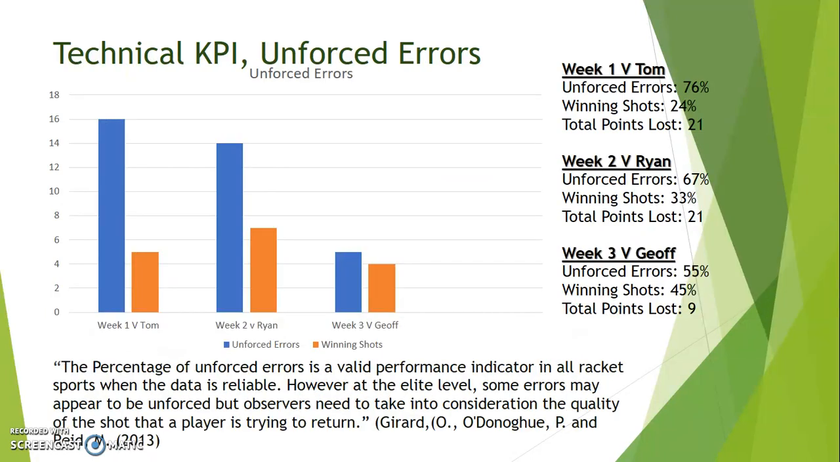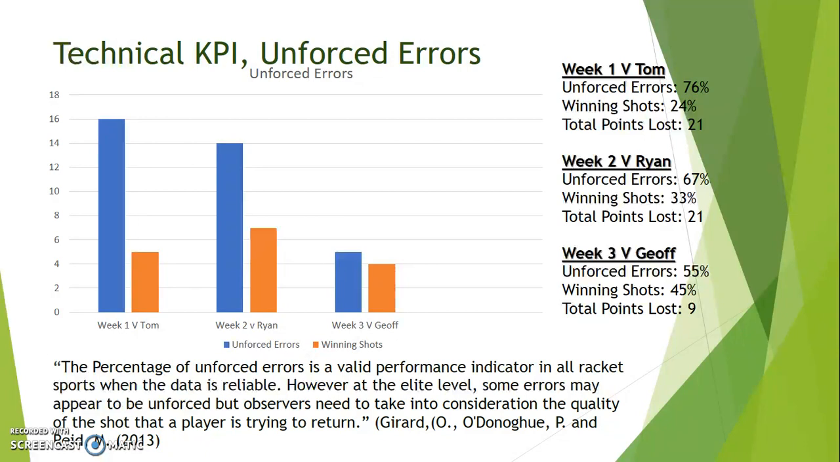The first KPI which I chose to analyse was technical, and was unforced errors. I chose unforced errors as one of my KPIs, as after playing my first game and reflecting upon it, I identified that it was one of my glaring weaknesses and thus needed improvement. I also found literature to support that unforced errors are a sound key performance indicator, as O'Donoghue, Gerard and Reed state that the percentage of unforced errors is a valid performance indicator in all racket sports when the data is reliable.